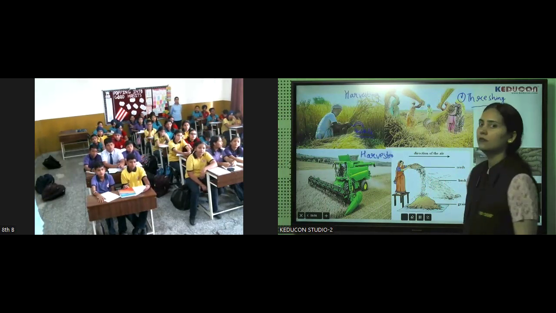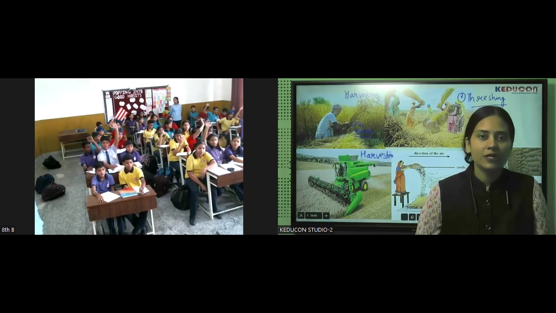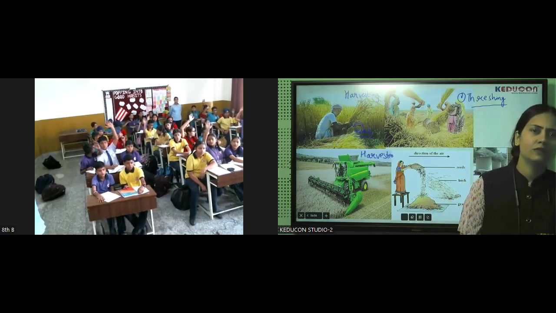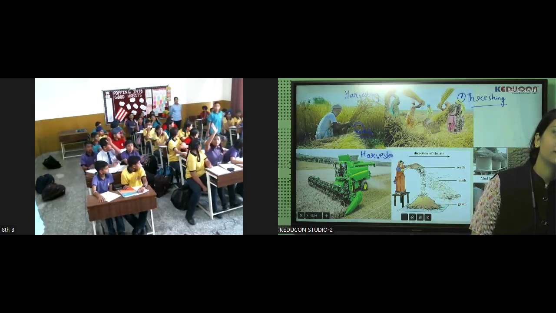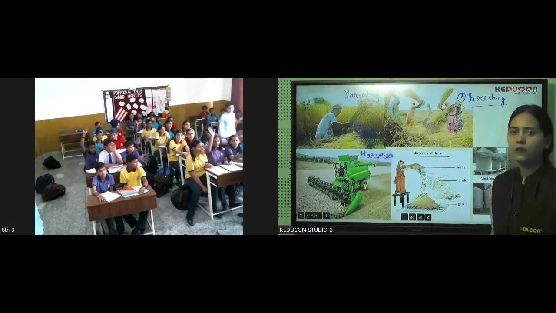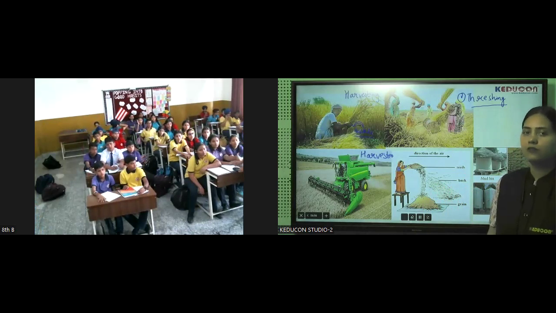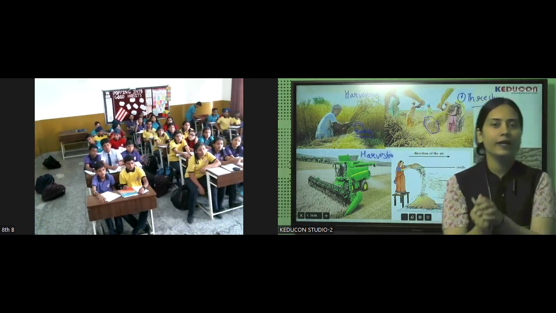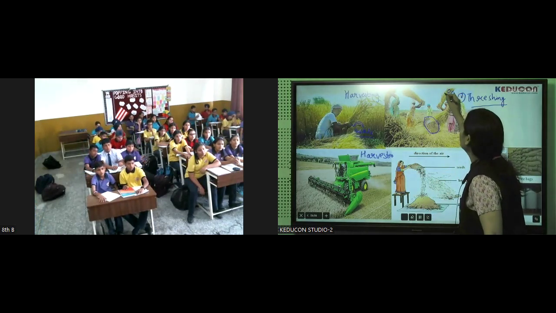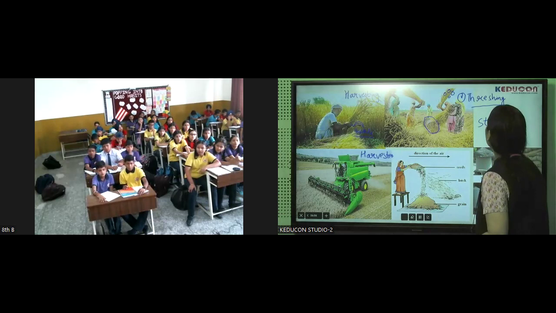What is threshing? Who will tell me what threshing is? Last row, I can see second or third bench, blue color. Yes. Threshing is separating grains from the crop. Yes, by beating it against a raised surface. So here you can see, you can sit down. This is a raised surface. They beat it against the surface, and what will happen? The grains over here, along with the chaff, separate from the stalk. So from the stalk, we get grains and chaff.